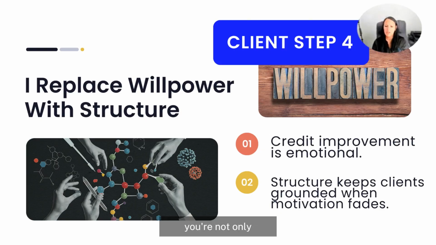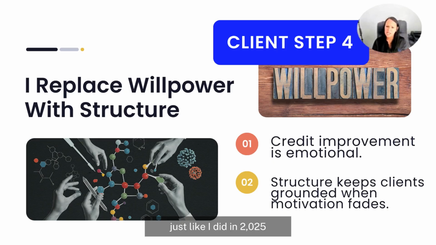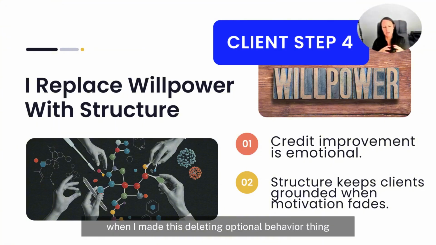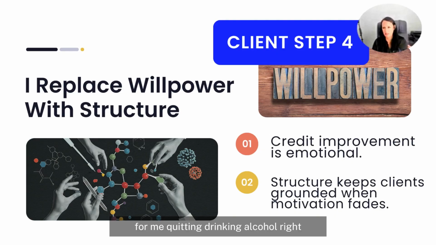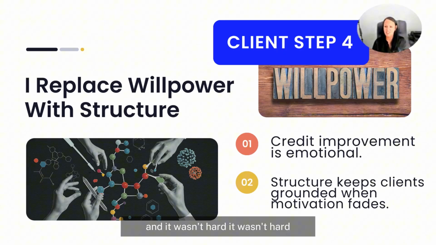If you do it right, you're not only helping delete optional behavior for them, you are also empowering them in their own lives to do the hard things that'll help them throughout their entire life. They're going to come back to this structure that you've created, this process, this helping them delete optional behavior, as a standard in their life. Just like I did in 2025 when I made this deleting optional behavior thing for me, quitting drinking alcohol, right? Committing to the runs. When I deleted the optional behavior around those 2 goals, I succeeded in those 2 goals, and it wasn't hard. It wasn't hard.